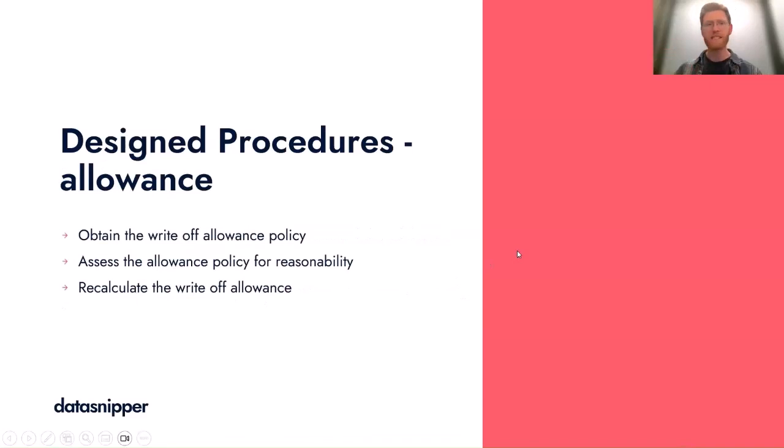Then remembering that step back and testing the allowance, we're going to be obtaining the allowance policy, assessing that for reasonability, and then recalculating the write-off allowance. Important to note here, this is usually an area which requires more management bias, management judgment, and estimation in whether or not the debtor is going to be paying you or paying your client, excuse me. And so for that reason, this is usually a higher risk area.